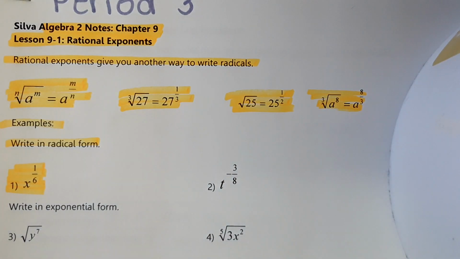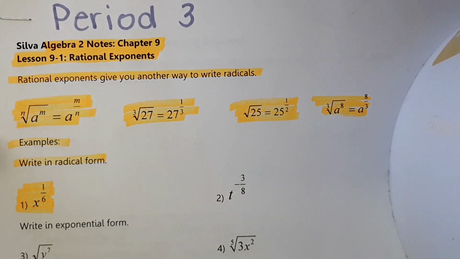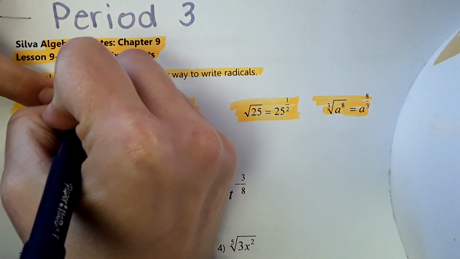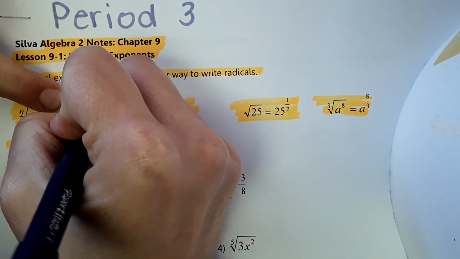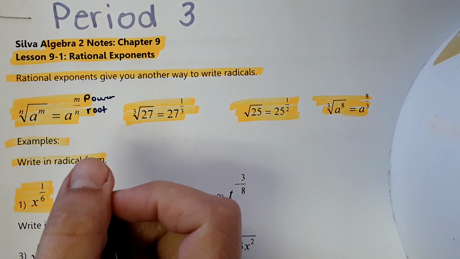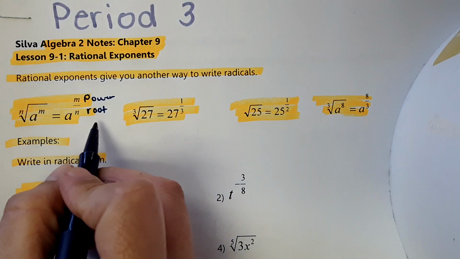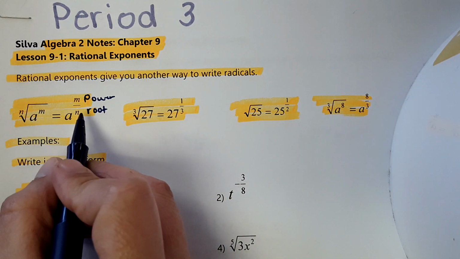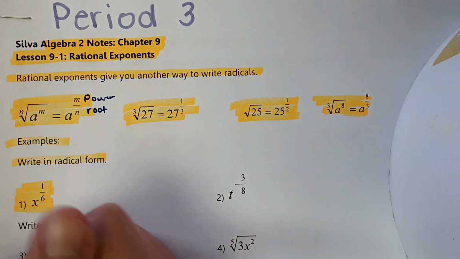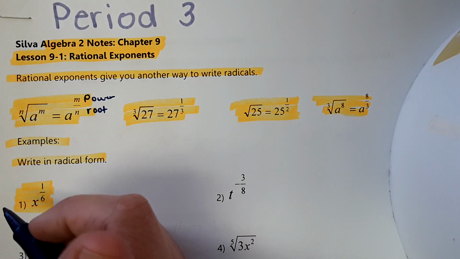Okay, so starting at the top, there are some examples of what to do in different situations. The main thing that you need to know for all the examples is this is power over root. And if you can remember that, then you can get the setup right every single time. So to go from this to this, it's the power over root. And we'll see this in the examples.